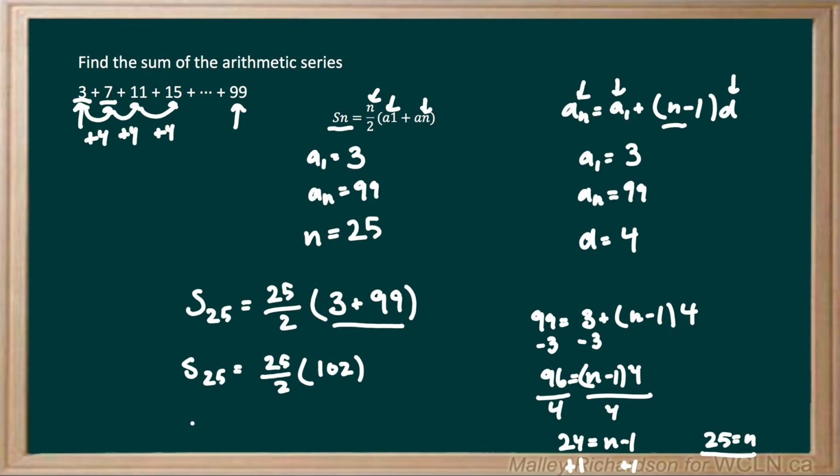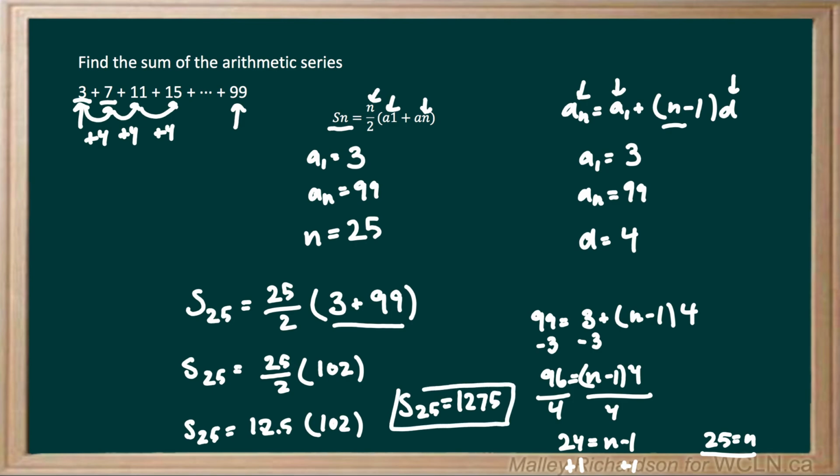Next, we want to do 25 divided by 2, which gives us 12.5, all multiplied by 102. Now we're just left with 12.5 times 102 to give us our sum of the first 25 terms to be 1,275. So the sum of the arithmetic series is 1,275.